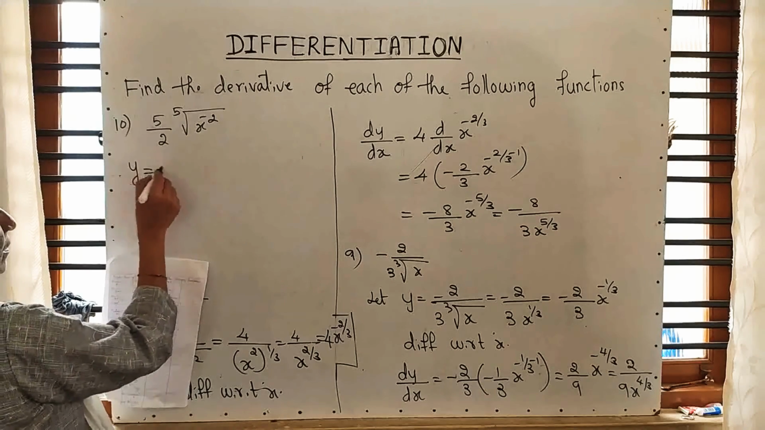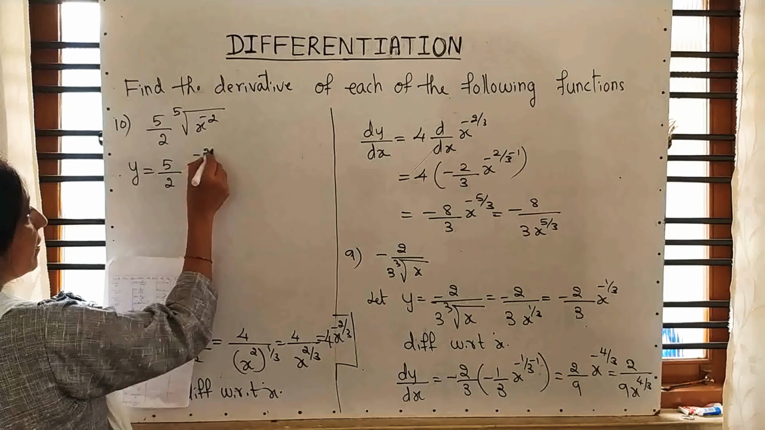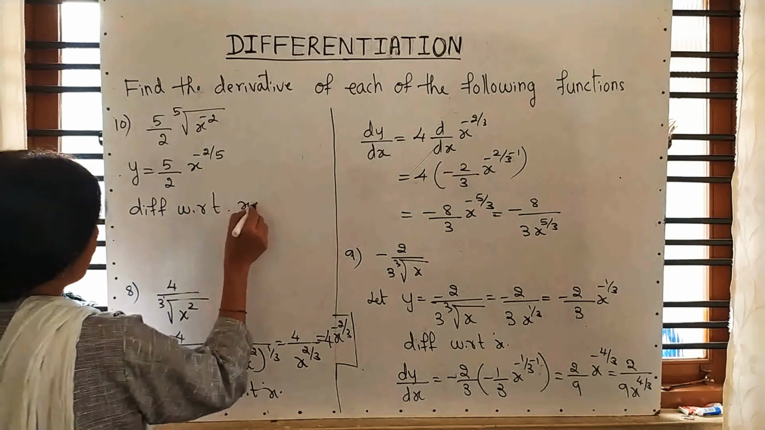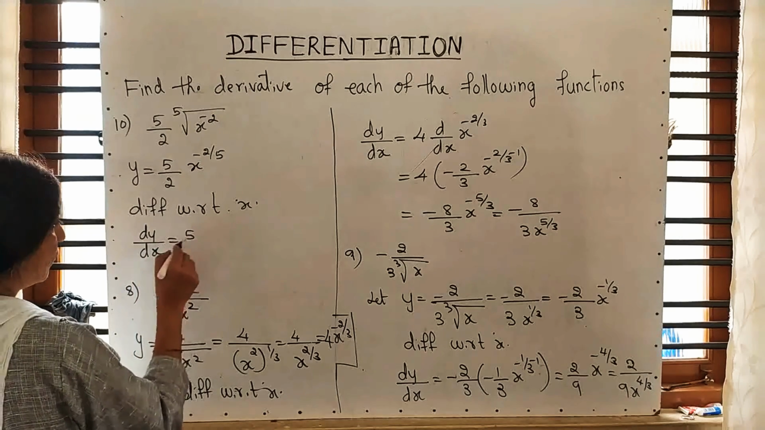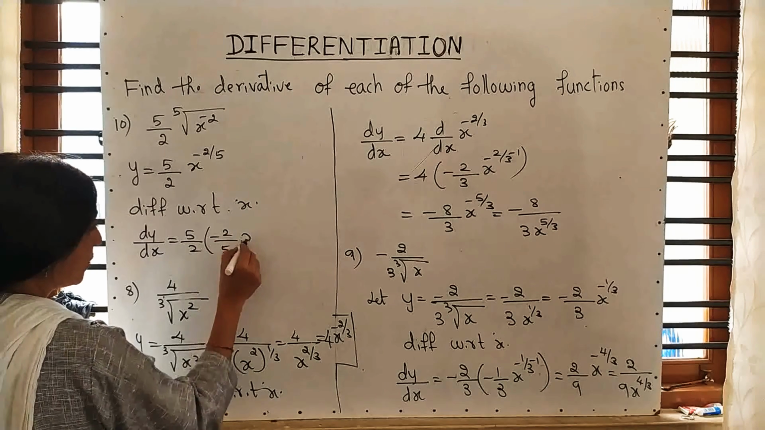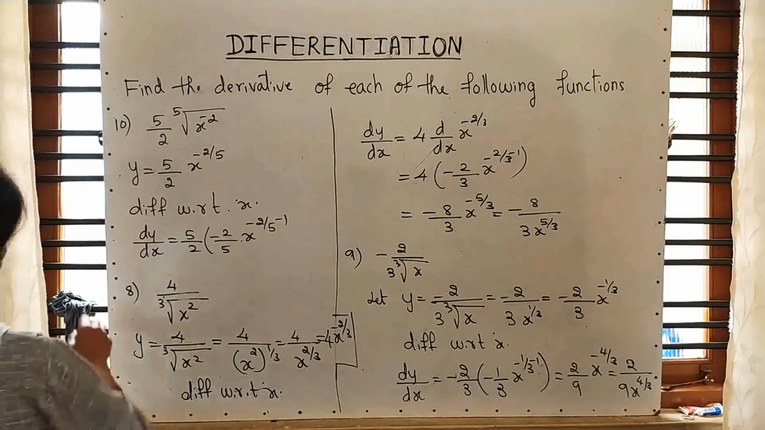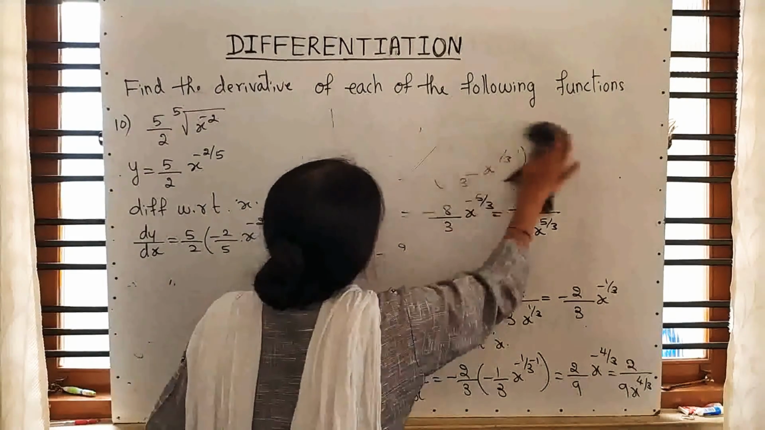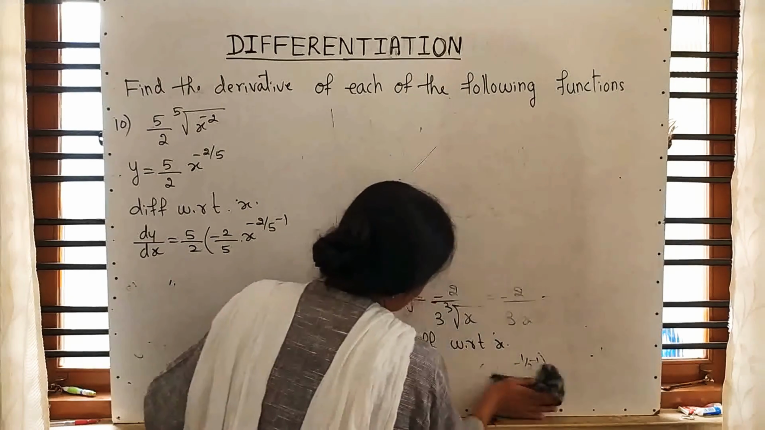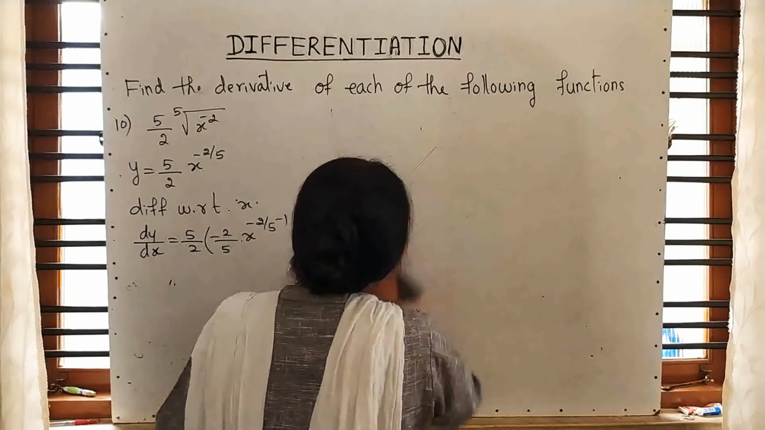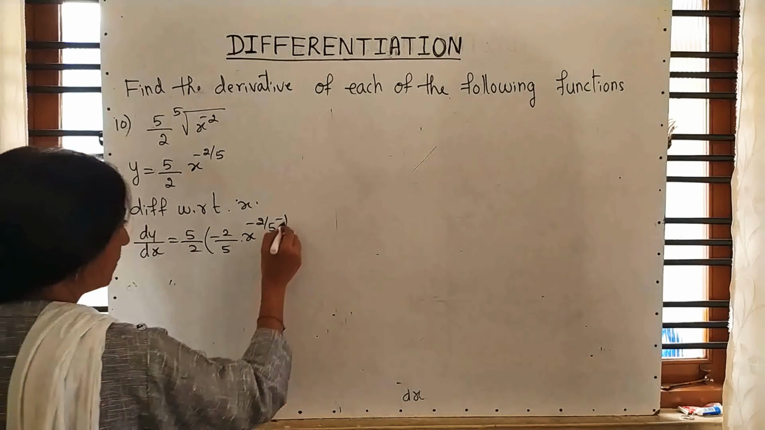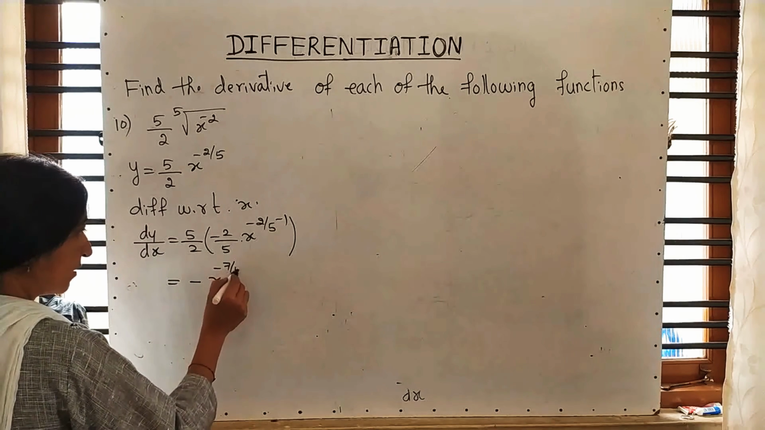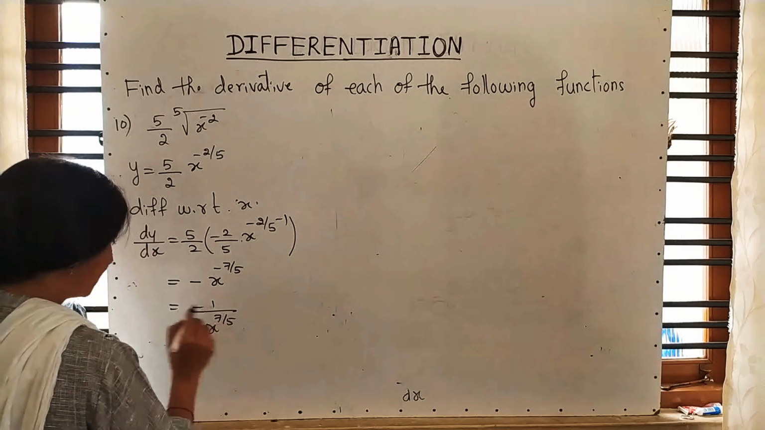Yes. Y is equal to, have you remembered the conversion? X to the power minus 2 by 5. Directly I wrote the conversion only. Now differentiate. It is 5 by 2 minus 2 by 5, x to the power minus 2 by 5 minus 1. Here it is the multiplication. This is 5 by 2, this is 2 by 5. They get cancelled, yes. It is minus x raised to minus 7 by 5. Next question.